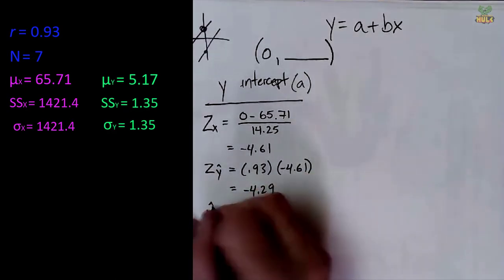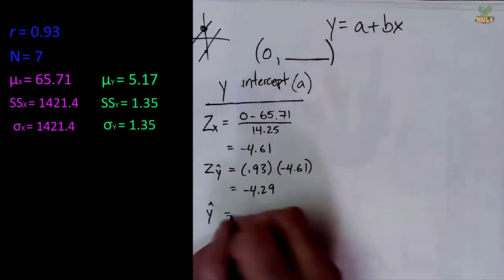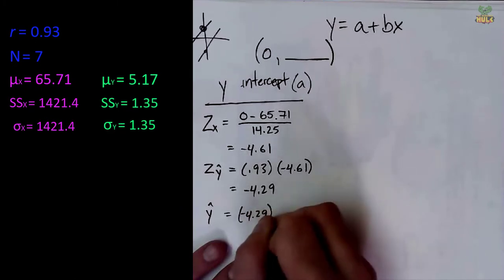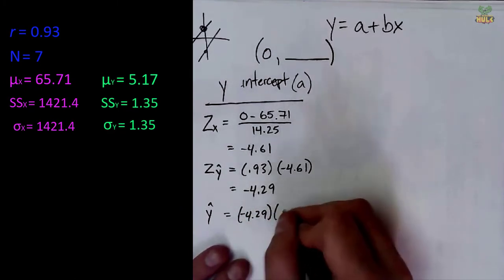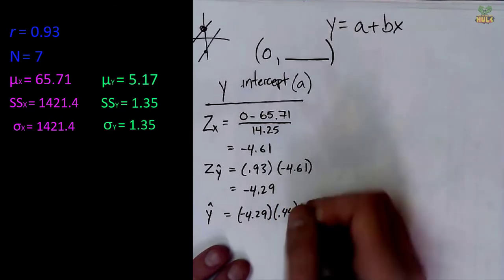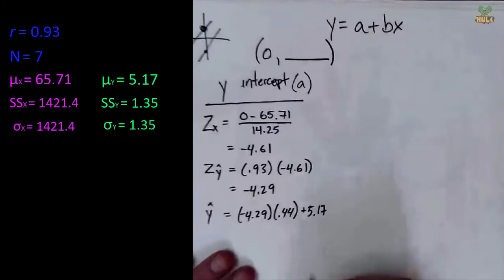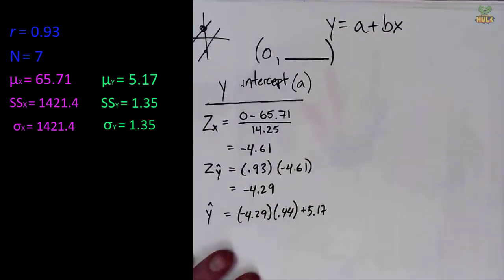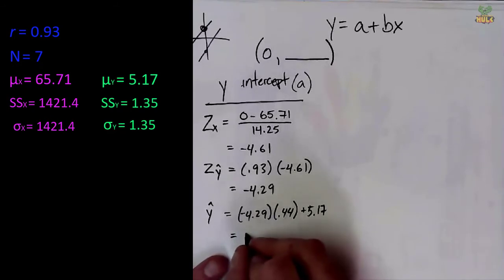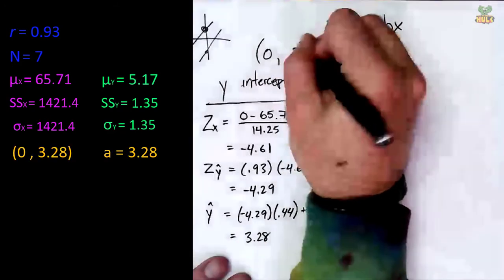Lastly, we want to use our y data to go back from a z of y to a regular y. So y hat would be equal to negative 4.29, that's z of y, times the standard deviation of y, 0.44, plus the mean of y, 5.17. Remember, these are the data we calculated earlier, so just look back at the other sheet of paper. Run all that through, you get 3.28, which means our y-intercept is 3.28.